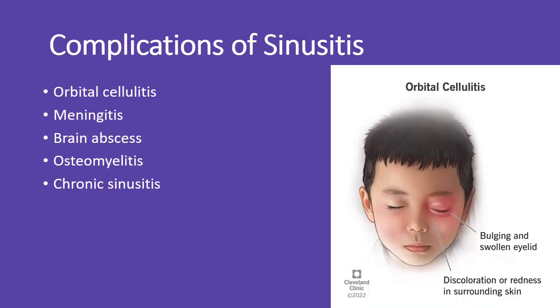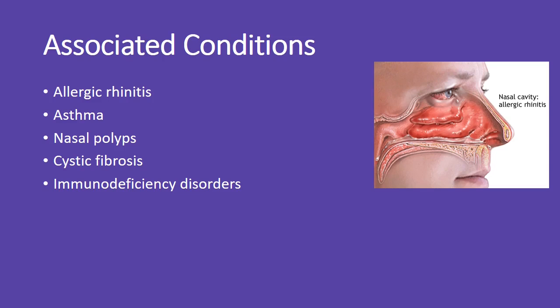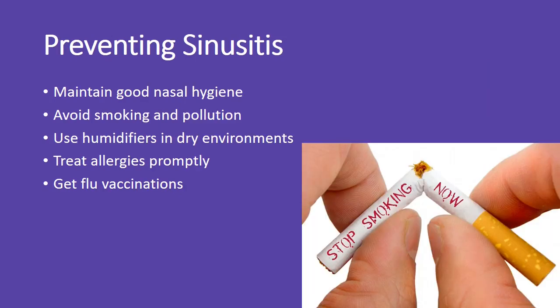Complications of untreated sinusitis may include orbital cellulitis, meningitis, brain abscesses, and chronic sinusitis. Sinusitis is often associated with conditions like allergic rhinitis, asthma, nasal polyps, and, in rare cases, cystic fibrosis or immunodeficiency. Preventive measures include maintaining nasal hygiene, avoiding smoking, using humidifiers, managing allergies, and getting flu vaccinations.